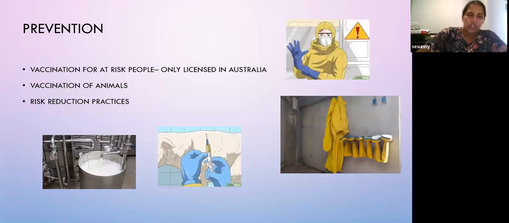With regards to prevention, vaccination is advocated for at-risk people. So this is mainly people who have occupational risk. So abattoir workers, meat packers, farmers, veterinary workers, and laboratory workers. There's currently one vaccine that has been licensed to be used in Australia. It hasn't been really available in any of the other countries to be used.